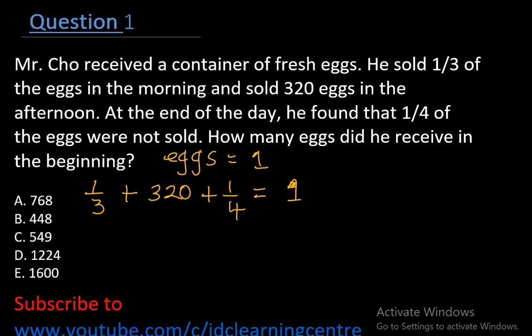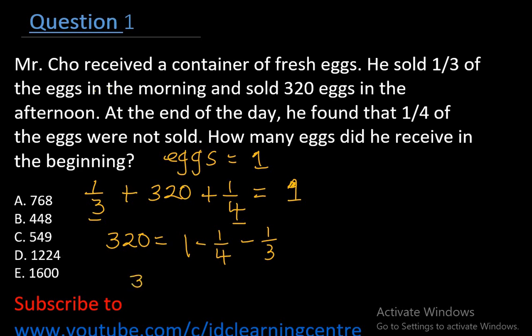Now, to solve further, remember the idea is to find out the quantity that this 1 represents. So we need to collect like terms. 320 is a quantity, so it can stand alone on the left hand side. But then we need to move 1/3 and 1/4 to the right hand side to meet this 1. So it will have 1, move 1/4 to the right hand side, it changes to -1/4. Move 1/3 to the right hand side, it will give me -1/3. This makes sense, isn't it?